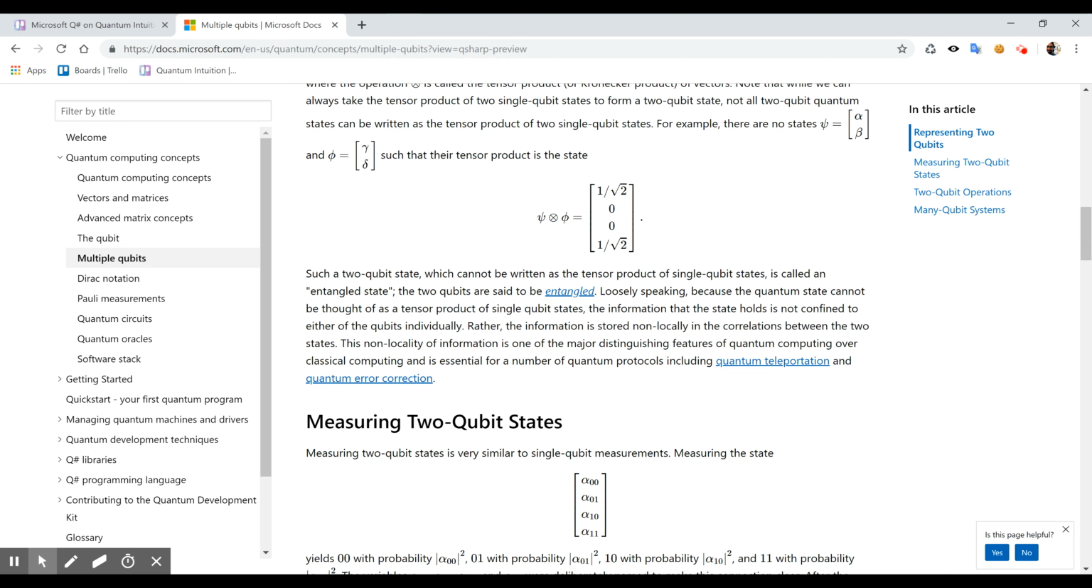And this is what's called entanglement. This means that as a system, you can understand that, but you can't separate it. So they are said to be entangled. It can't be thought of as a tensor product in the way the definition tells you it should.